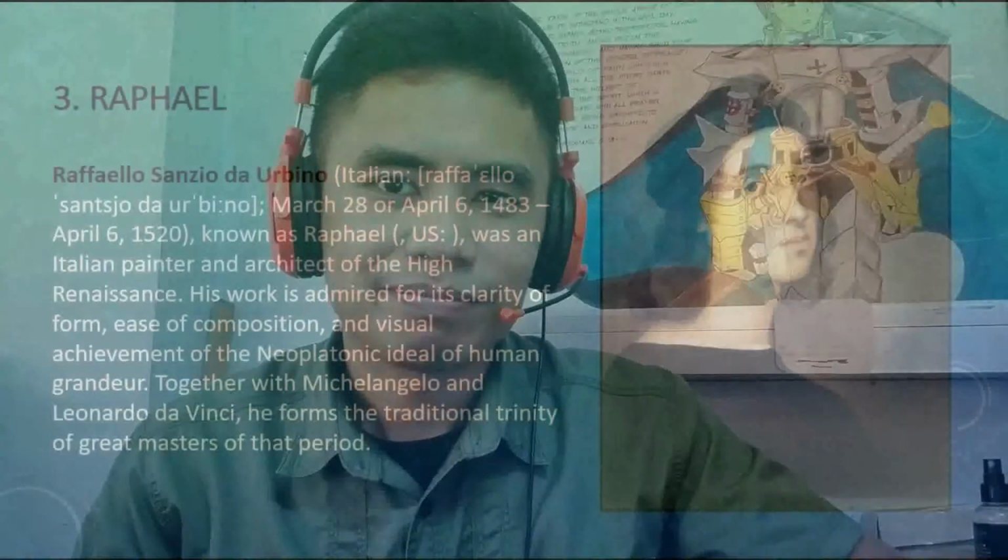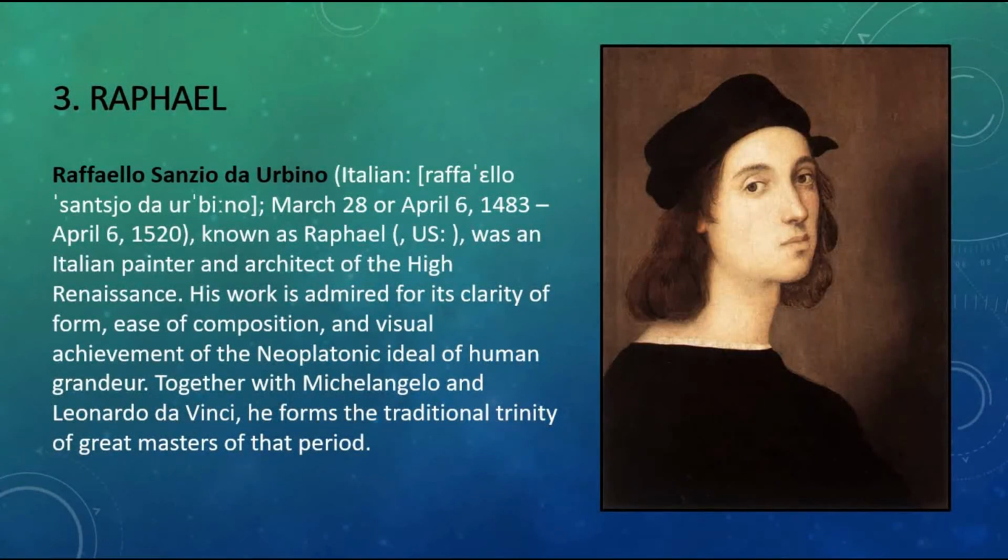Okay? We have number 3, Raphael. Raphael's full name is Raffaello Sanzo da Urbino, also known as Raphael in English, was an Italian painter and architect of the High Renaissance. His work is admired for its clarity of form, ease of composition, and visual achievement of the Neo-Platonic ideal of human grandeur. Together with Michelangelo and Leonardo da Vinci, he forms the traditional trinity of great masters of that period.